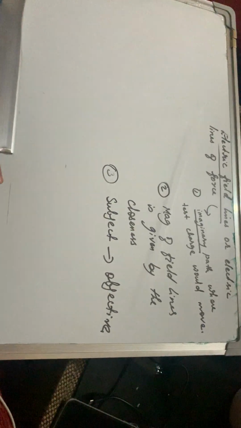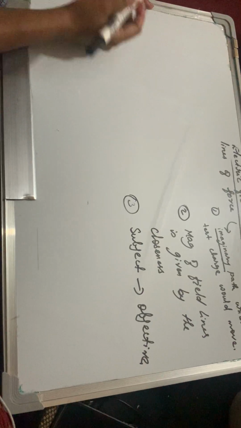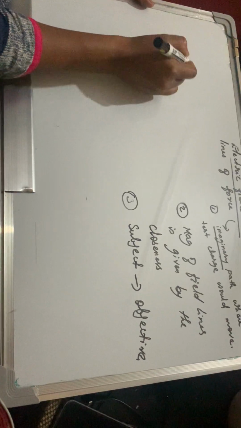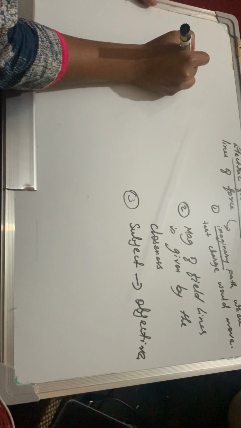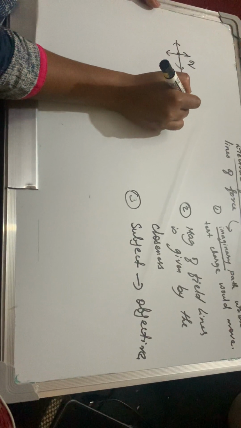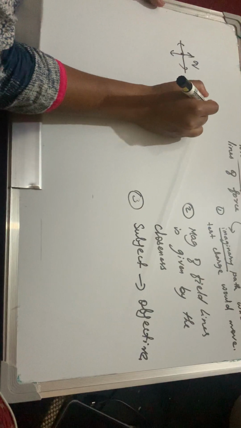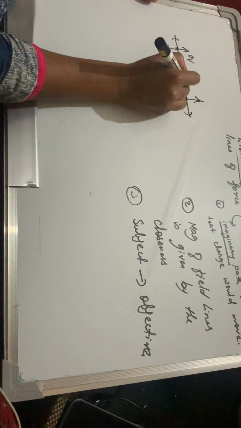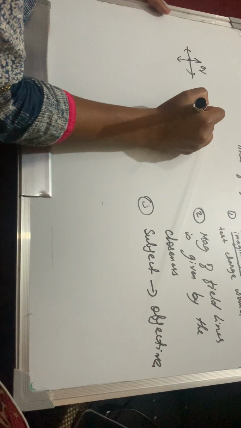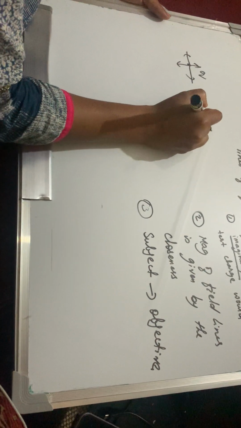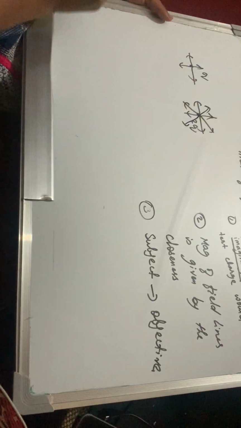Okay, now related to that, we can do some questions also. Suppose here there are 4 field lines for charge q, and suppose here is 2q, then how many field lines need to be there? There have to be 8 field lines, right?